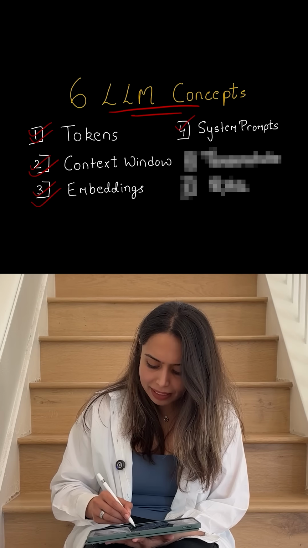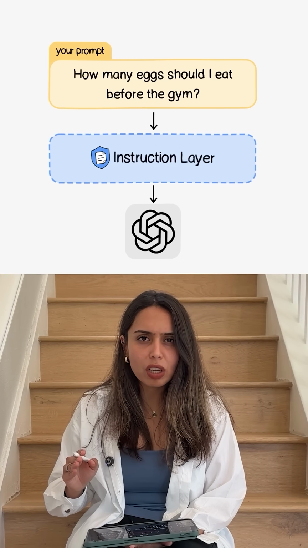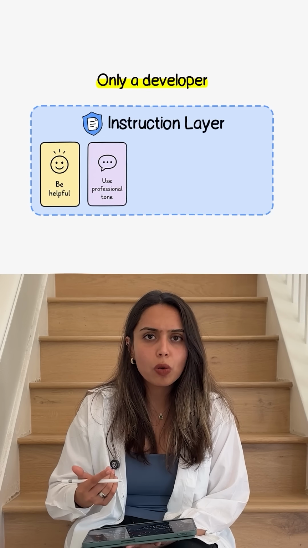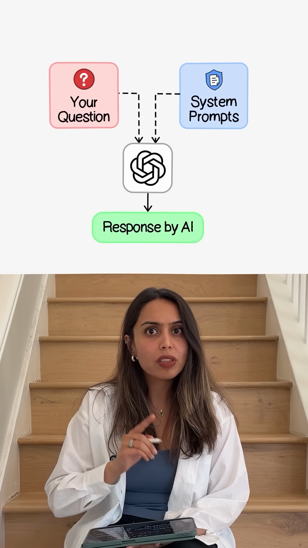Our next concept is system prompts. Before your prompt even reaches the model, there's another hidden instruction layer, which is the system prompt. This is where the developer defines behavior, tone, restrictions, formatting, and safety rules. Hence, the model is not just responding to your question. It's balancing your question against the system instructions behind the scenes.